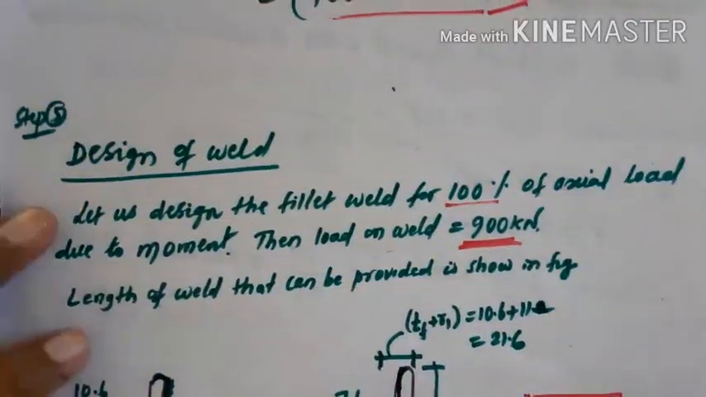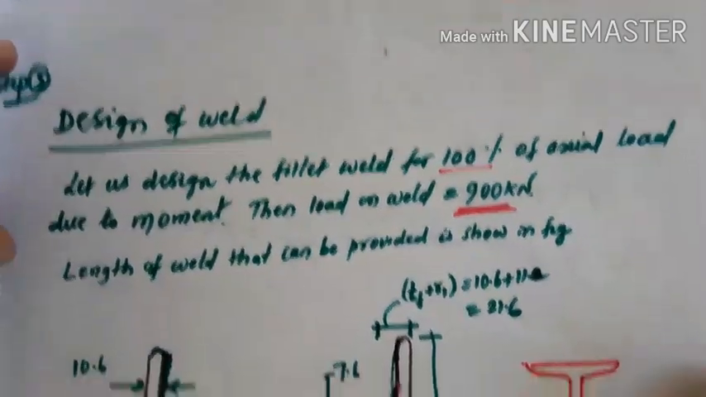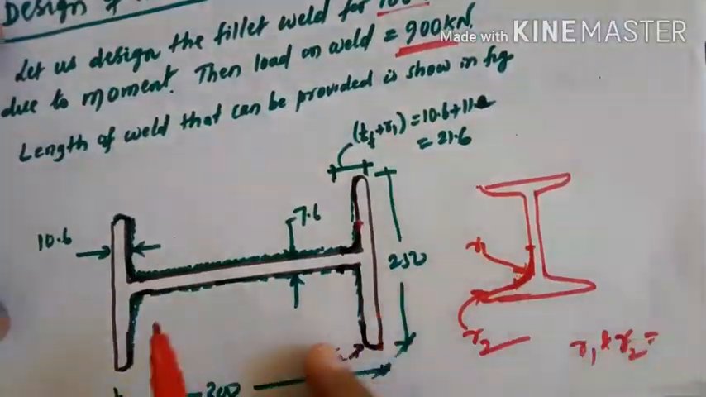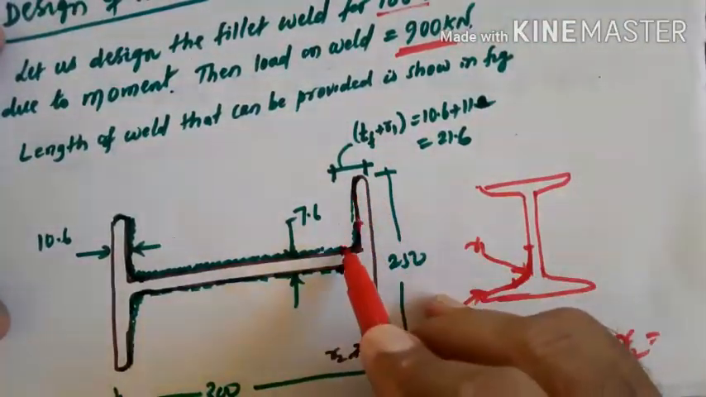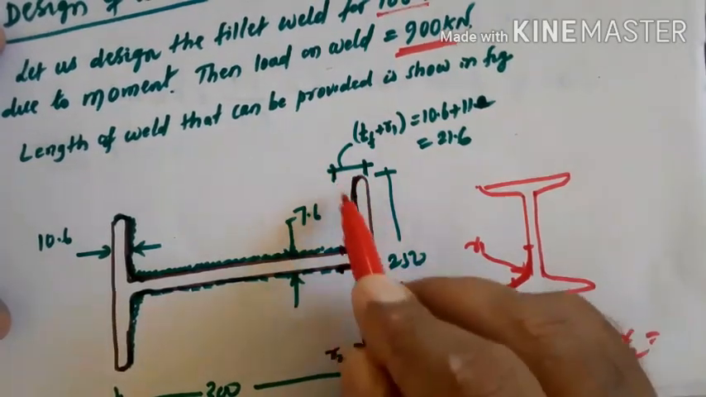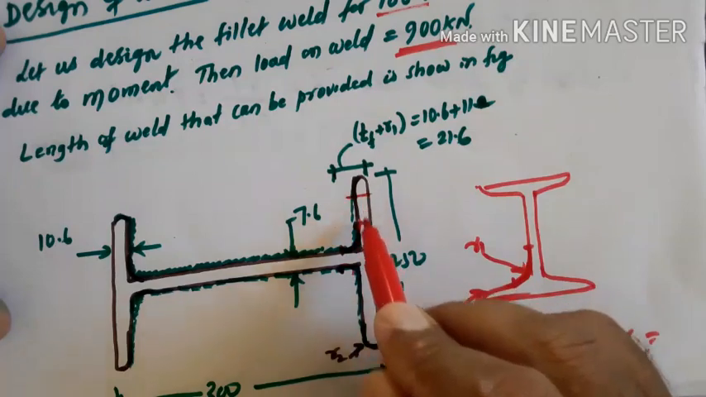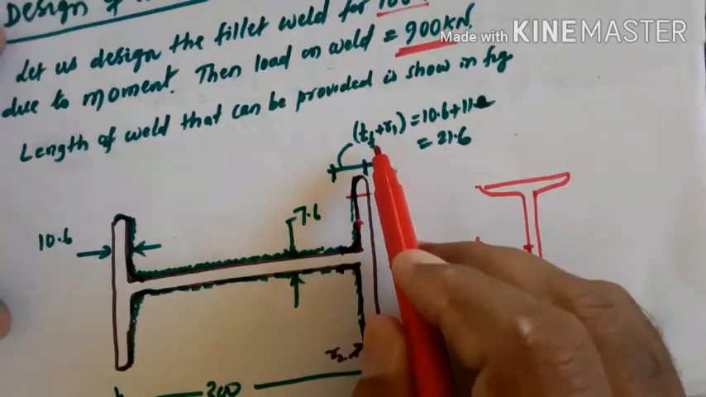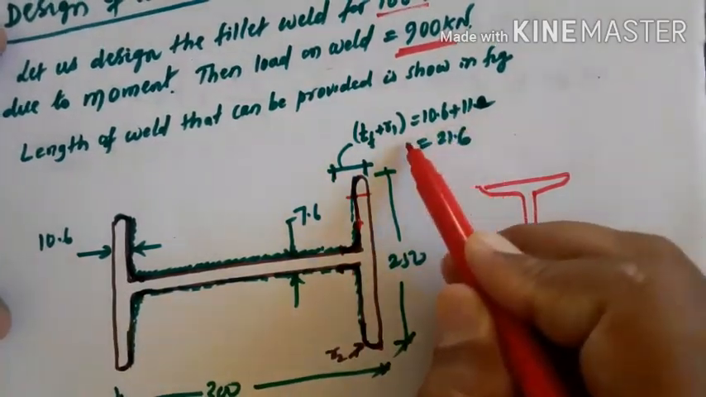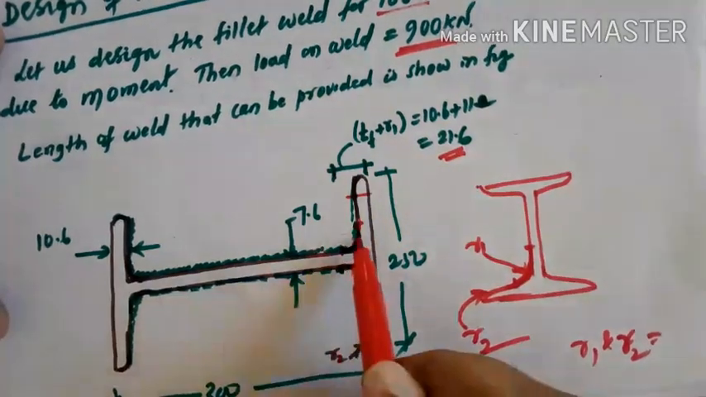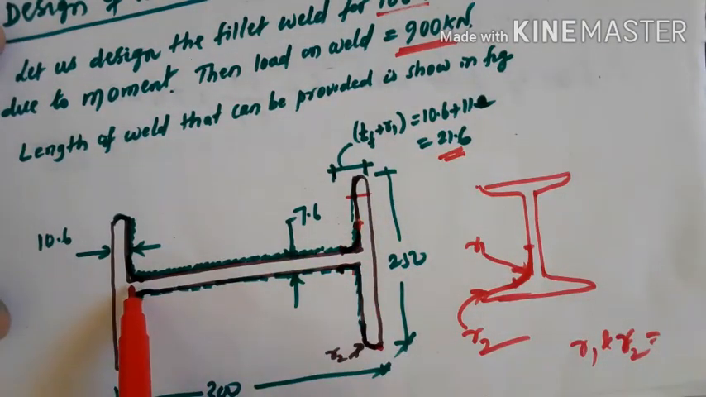Now you have to calculate the length of the weld required. So here I marked up to here, this one up to here is R1. So this is the thickness of flange plus R1 that I have taken. Thickness of flange is 10.6 plus 11 is the R1. So this much is to be deducted on this side as well as this side. Similarly R2 is to be deducted here.